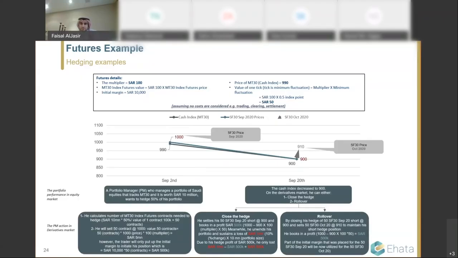Now, we just talked about a trade, somebody who's trading the market, has a view, he's bullish. Now, what if you want to hedge? The example here says a portfolio manager manages a portfolio of equities that tracks the MT30, the underlying, worth 10 million Saudi riyal, and wants to hedge 50% of his portfolio. So simply, he has a 10 million portfolio and wants to hedge 5 million out of that portfolio.